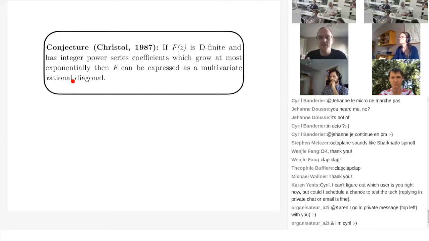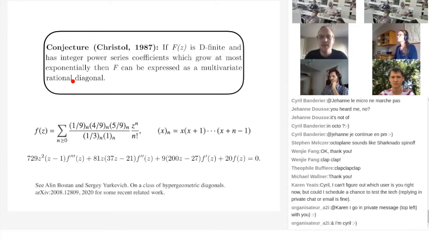So in Aline's talk, I believe he talked about this conjecture of Christol, which says that if you have a function that's d-finite, and for instance has integer power series coefficients which grow at most exponentially, then your function can be expressed as a multivariate rational diagonal. I think Robin also mentioned this in his talk. And in fact, there's explicit examples.